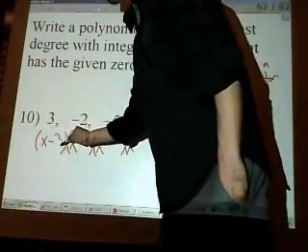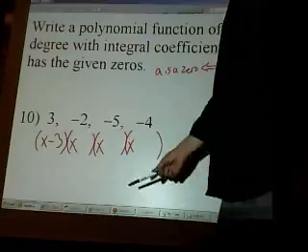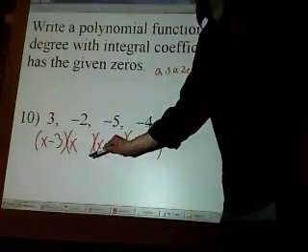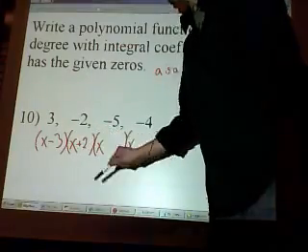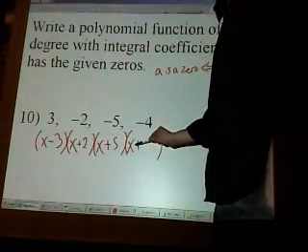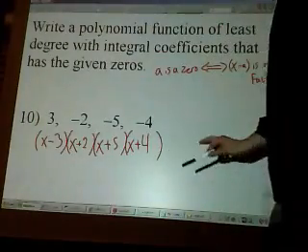So I'm going to change this 3 to a minus 3. And I know that I'm supposed to subtract negative 2, but that really means I'm just supposed to change the sign. So let's change the negative 2 to a positive. Let's change the negative 5 to a positive, and change the negative 4 to a positive, okay?